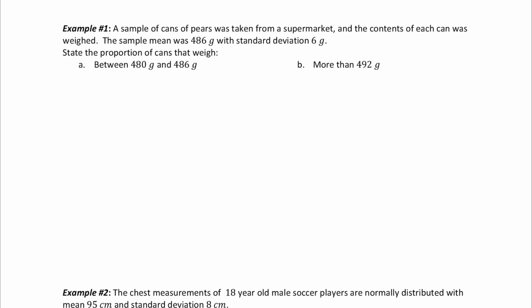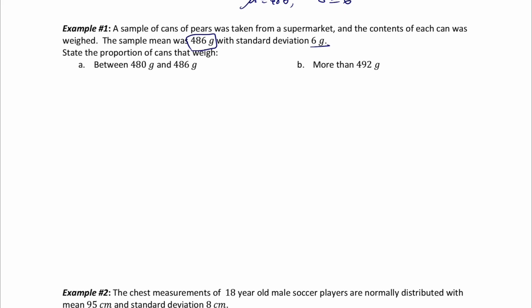We have a sample of cans of pears that was taken from the supermarket, and the contents of each can were weighed. The sample mean was 486, and the standard deviation is 6. Question A, we need to find the proportion of the cans that weighed between 480 and 486. Since this is one-variable data, we have to use the normal distribution.